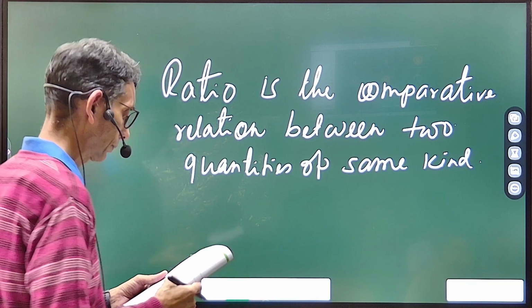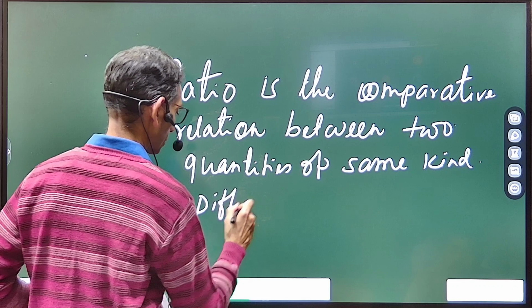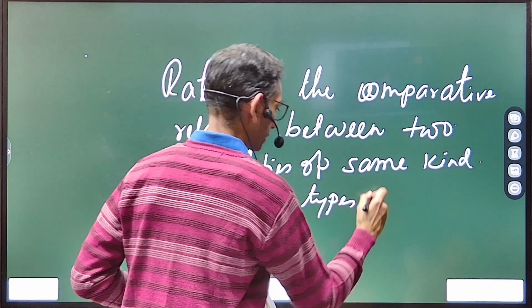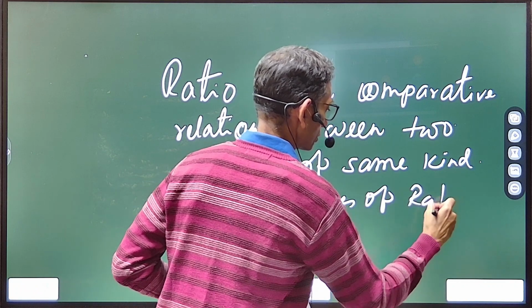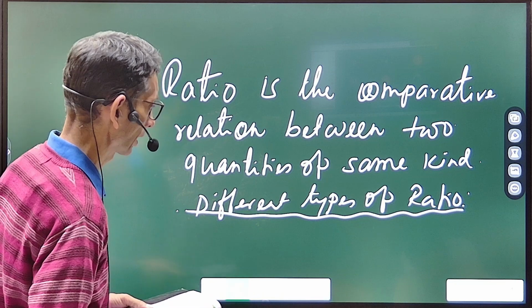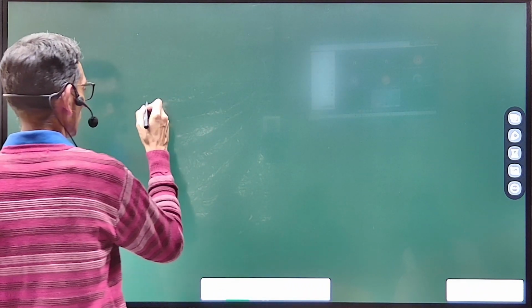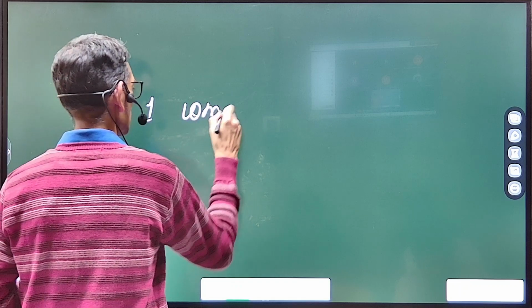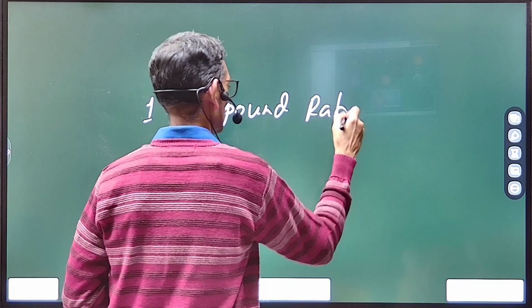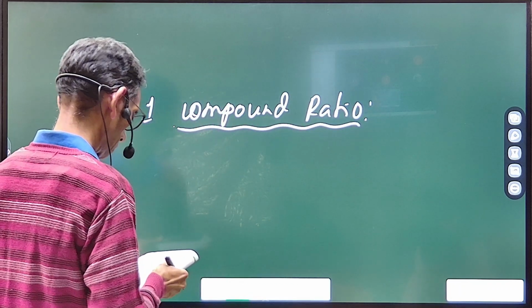So next, different kinds, different types of ratio. One, compound ratio.